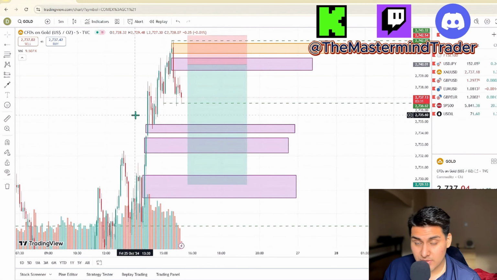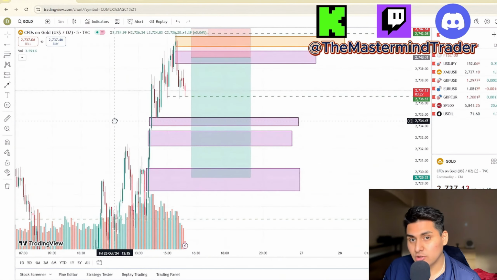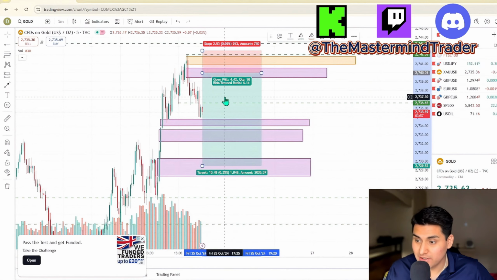Again, you want to keep your risk management in place. So for instance, when it does get to this fair value gap, please close at least 30% of your position. We do not place a trade if our conditions are not met.